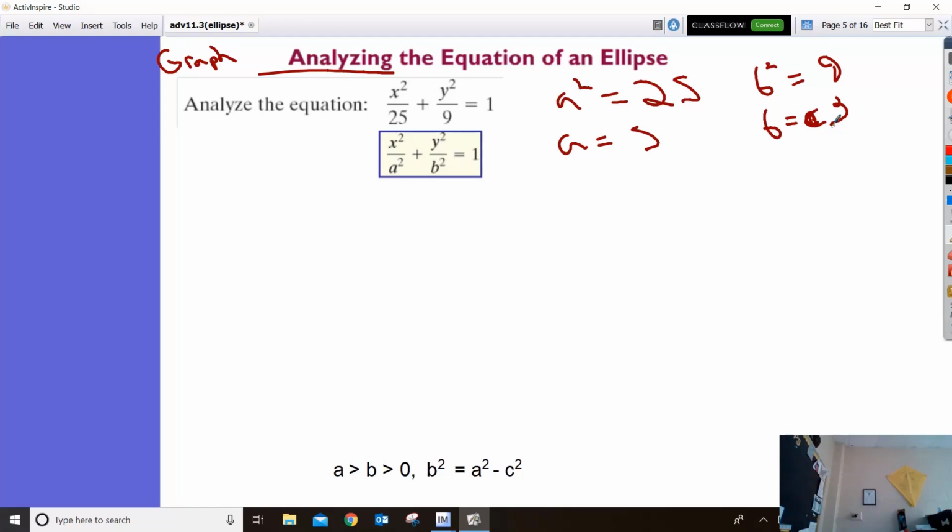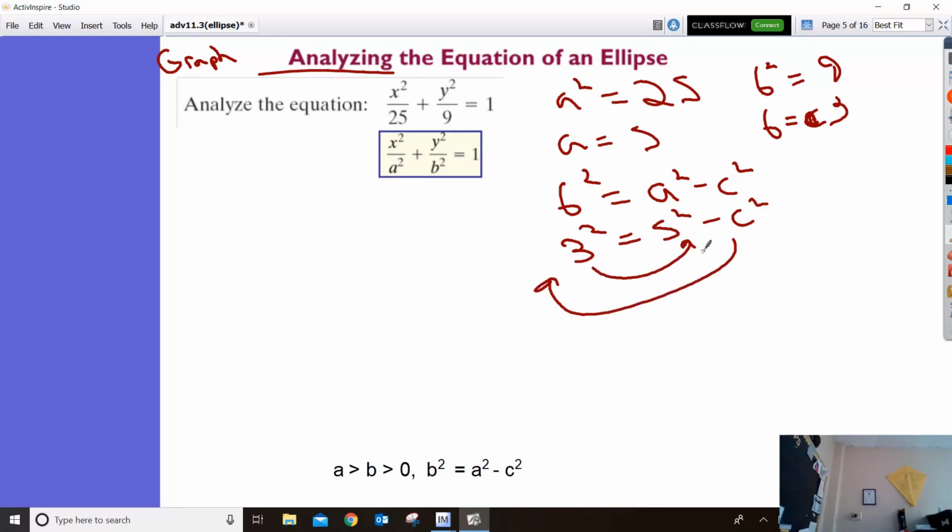Do we have an equation to get to C? What's the one you're memorizing? B squared equals? There you go. B squared equals A squared minus C squared. That's the one you memorize. It's actually right there on the piece of paper too. You just plug in your stuff. 3 squared equals 5 squared minus C squared. You just manipulate it. You know, that guy can jump over there, that guy can jump over there. So C squared is 5 squared minus 3 squared.